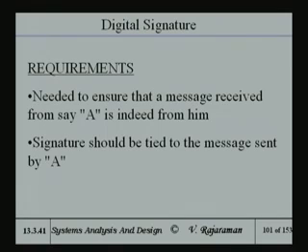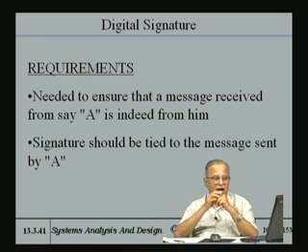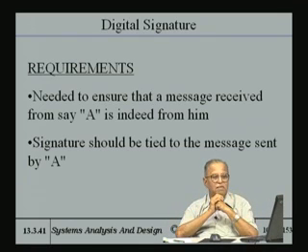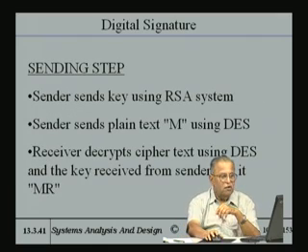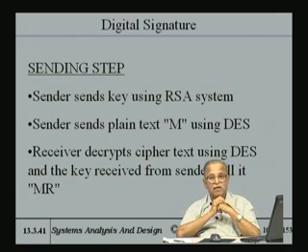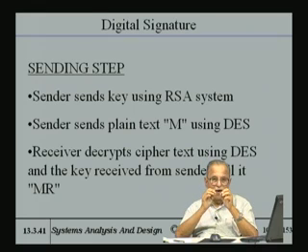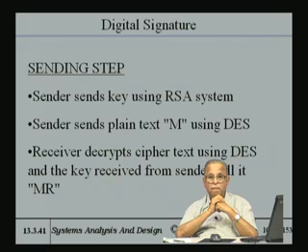Let me look at the transparencies now, just to recapitulate what I have said. It is needed to ensure that a message received from, say, A is indeed from him. The signature should be tied to the message sent by A. These are two important things which I told you about. Now, having said that, we have to say what is the method or technique I use to sign. And the method or technique I use to sign is essentially based on the RSA algorithm.